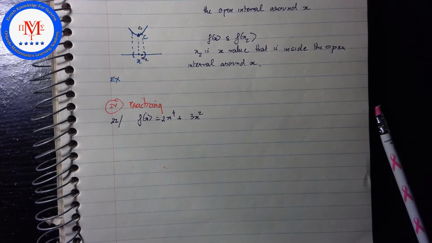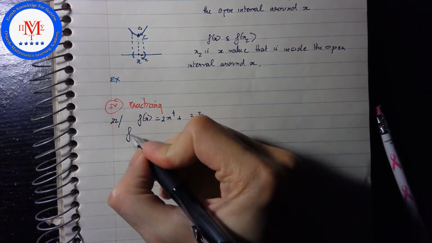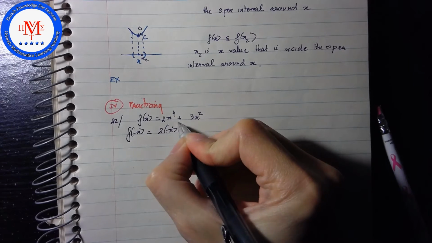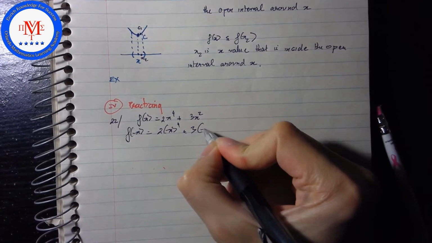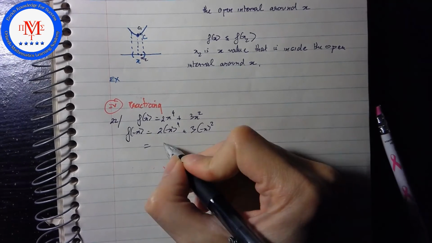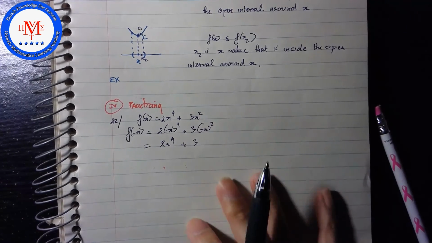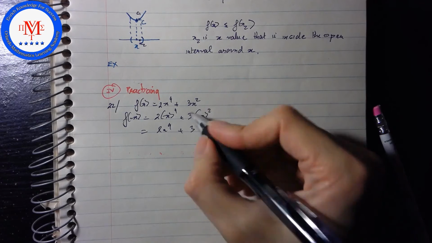Again, according to the concept, I replace x with negative x, and I can see that it turned out to be the same, right? Because when you take a negative and square it, it gives you a positive. So f(-x) equals f(x), so this is an even function.